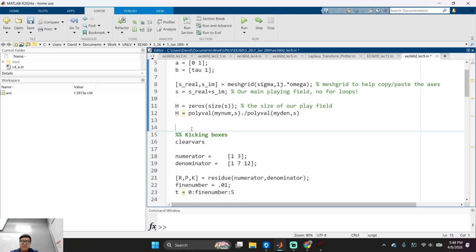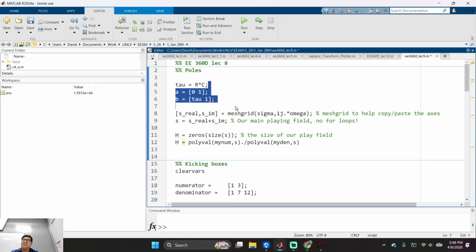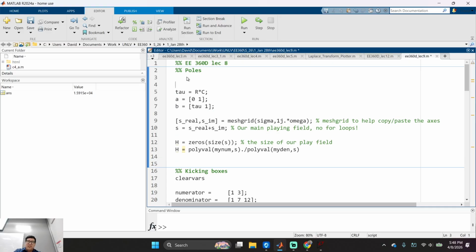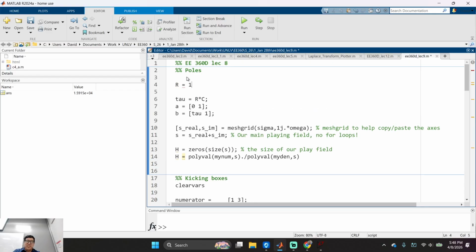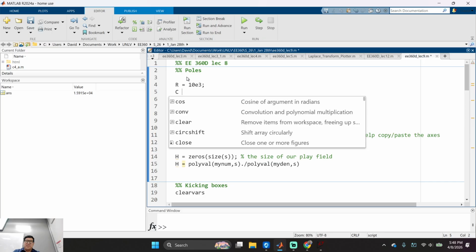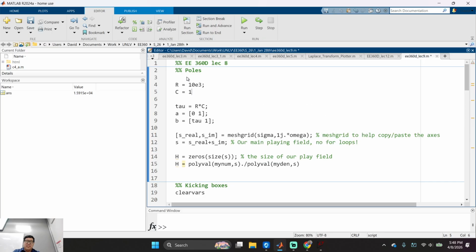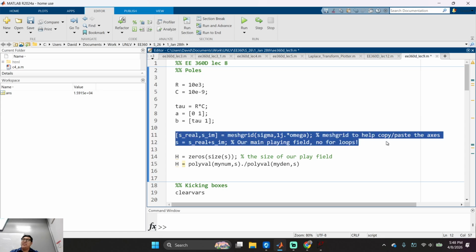Everyone see my RC circuit right here? Should I make R equal to 10K? Oh wait, 10E3. And C is equal to 10E-9. Everyone understand that notation, engineering notation? Boom, RC circuit's built, right? We're building our S-plane, right? Same thing for the Z-plane. I'm giving you guys super hints, okay?